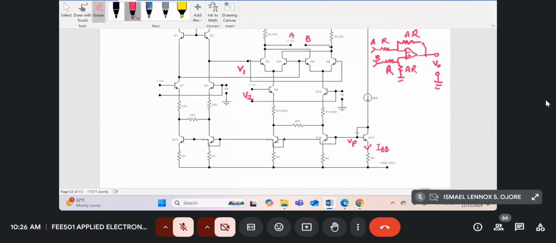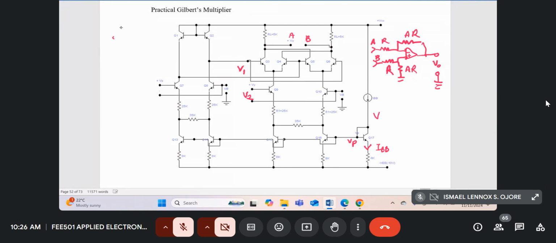Let's do it neatly. So VP, I'll just write it here. The voltage at the base of Q17 will be equal to the drop across the 4K at the emitter, and the drop is IBB times 4K plus VBE17. And therefore, we can get the current at the emitter of Q16. This is Q16 here, and this one is Q15.